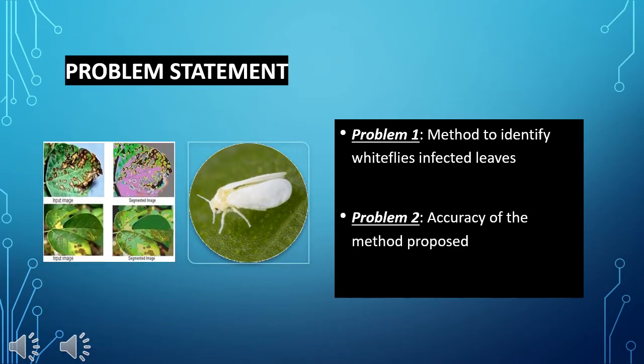For problem statement, problem 1 is about method to identify whiteflies infected leaf. So it's basically how we find a suitable method to identify the whiteflies on the leaf. For problem 2, the accuracy of the method proposed. It is how we calculate the accuracy of each method proposed to find the exact method to be used in this experiment or in this project.